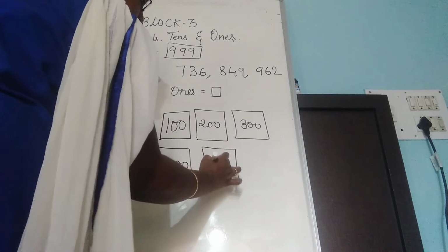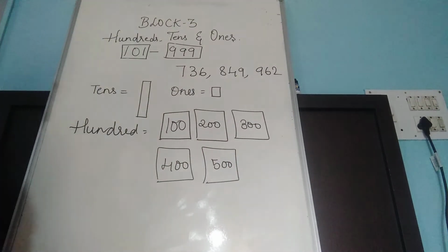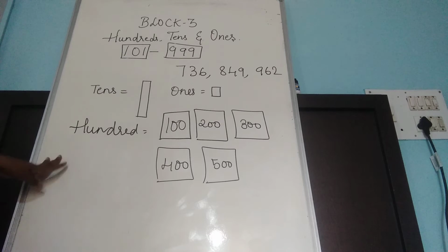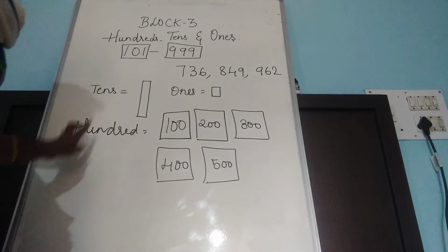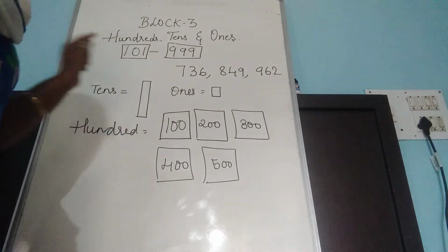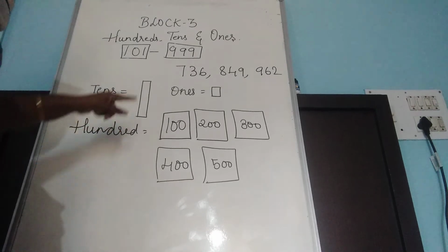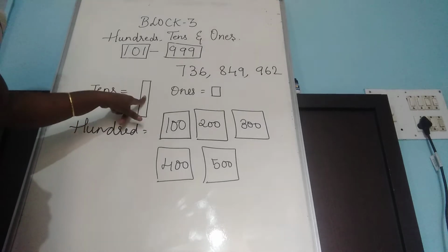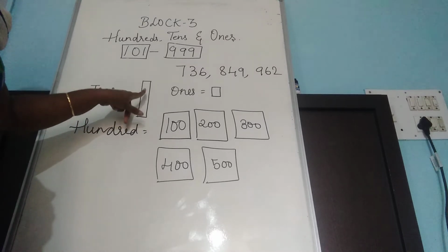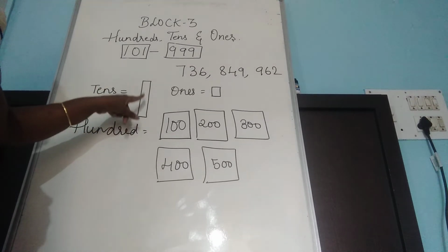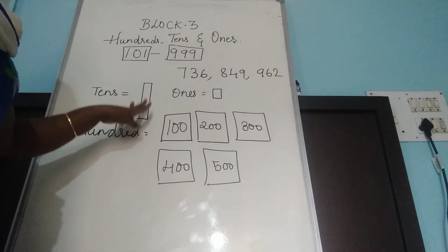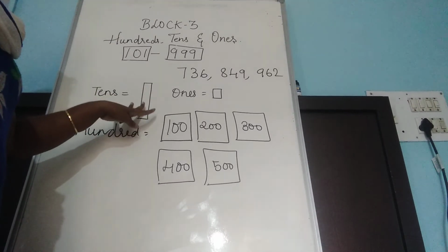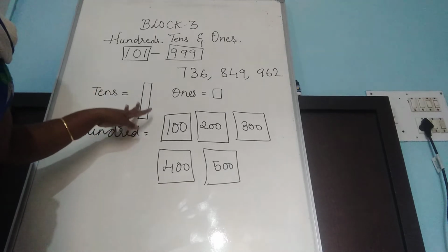If I have five big squares, it is 500. Okay, so this is how you represent the hundreds. Tens and ones you only learnt in the previous class, yes or no? A long rectangle bar is equal to tens. If you have two pictures of this, it is 20. If you have three, it is 30. If you have four, it is 40. If you have five, it is 50. If you have six, it is 60.